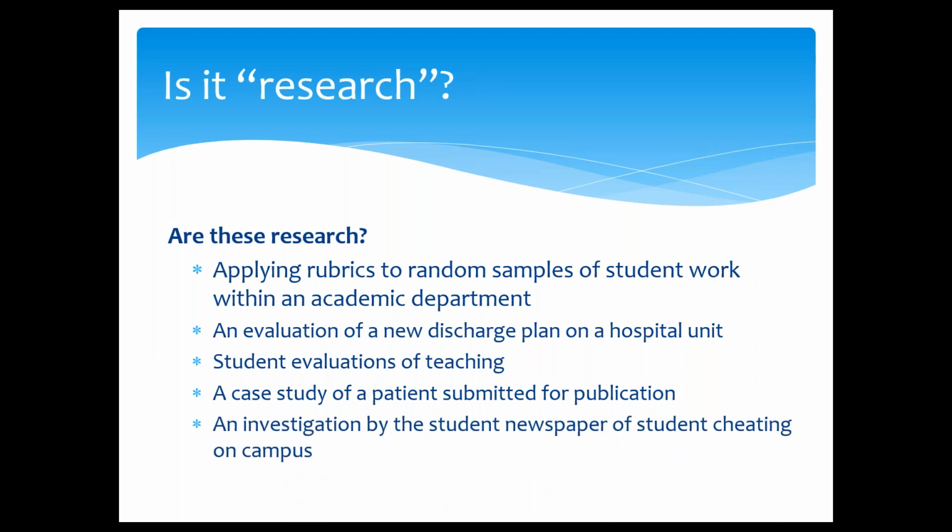An investigation by the student newspaper of student cheating on campus. Again, they might use research methods. They might do a survey. They might go out and interview people. They might look very systematic. We have to be very careful with the First Amendment and newspapers in particular. They operate under a different set of rules than the rest of us because they are news organizations.